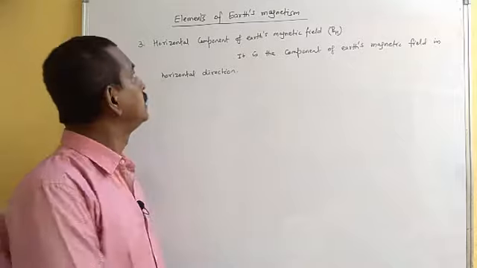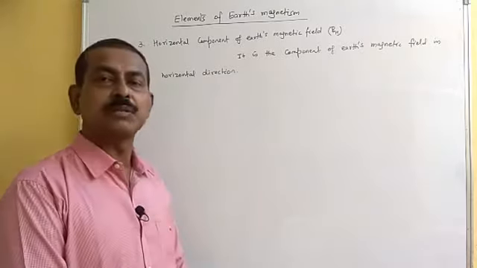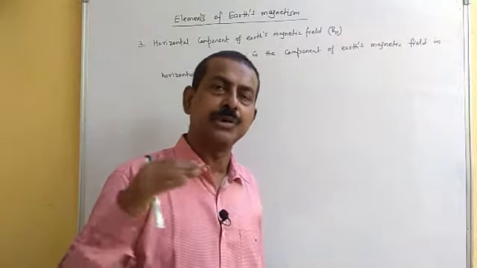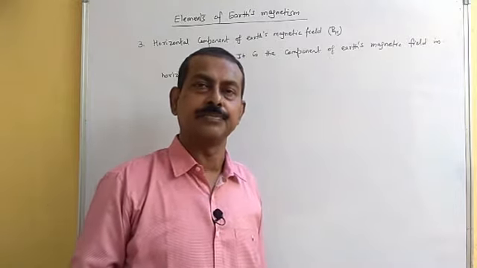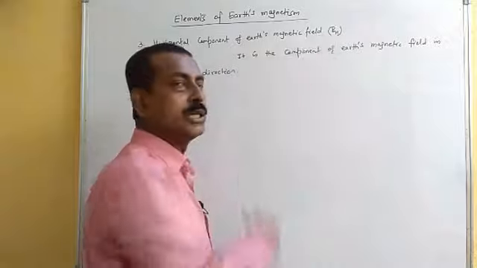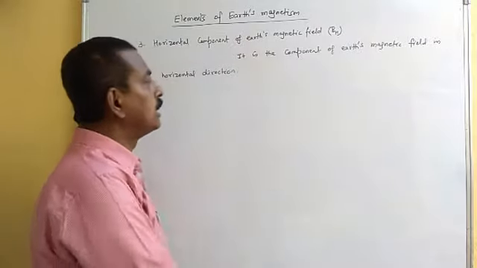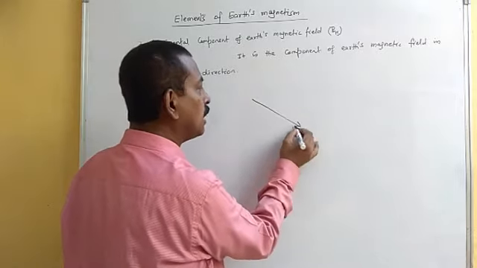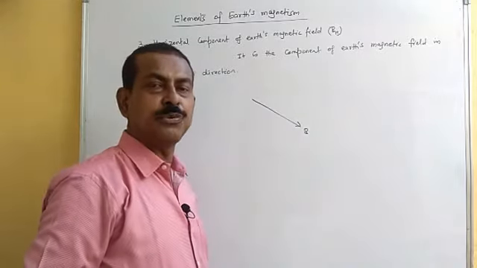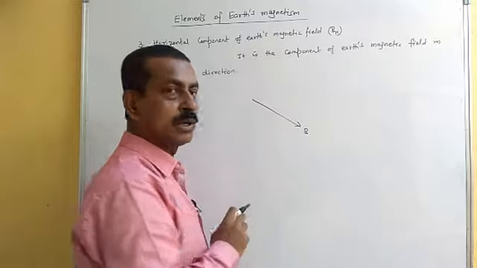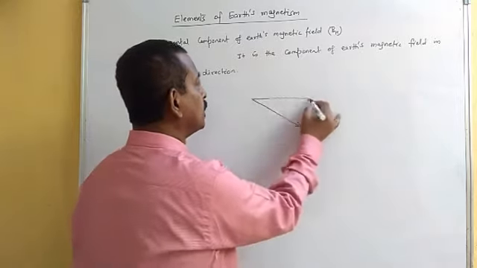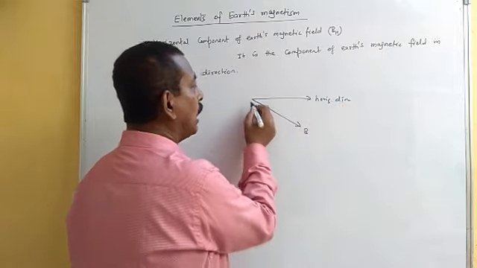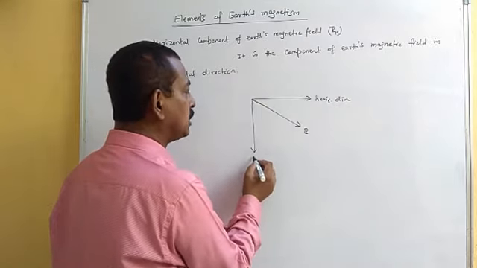Third element is horizontal component of Earth's magnetic field. It is basically the component of the Earth's magnetic field in the horizontal direction, and this we represent it as BH. Like suppose if we assume that this is the magnetic field of Earth at a particular place. This is the horizontal direction, and this is obviously the vertical direction we are taking.